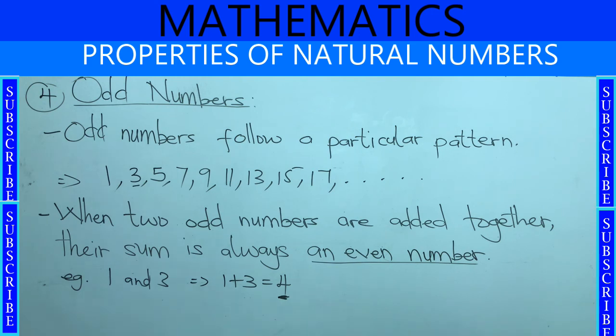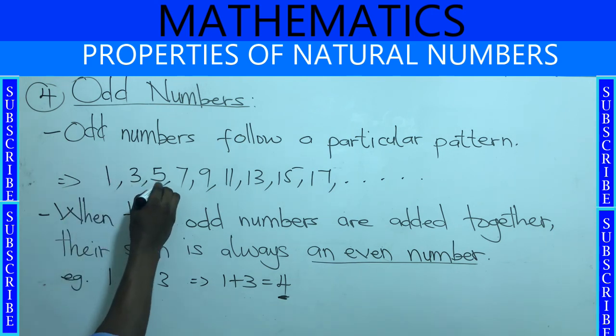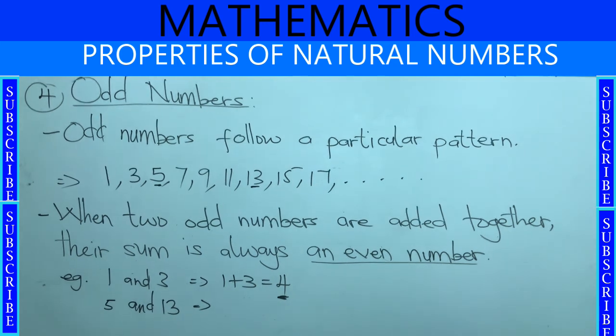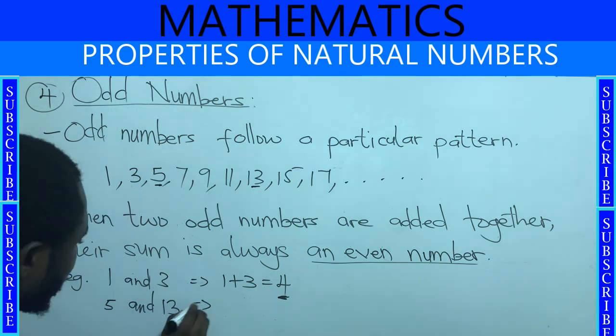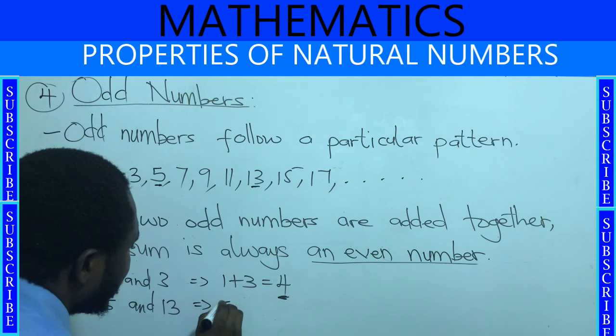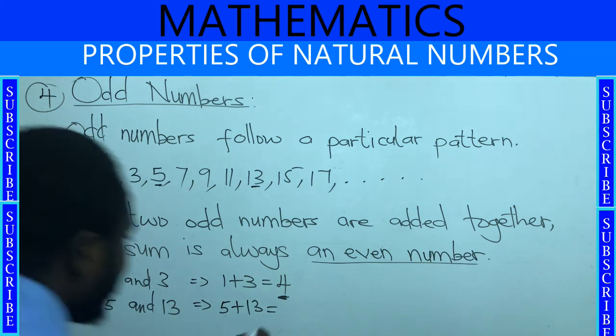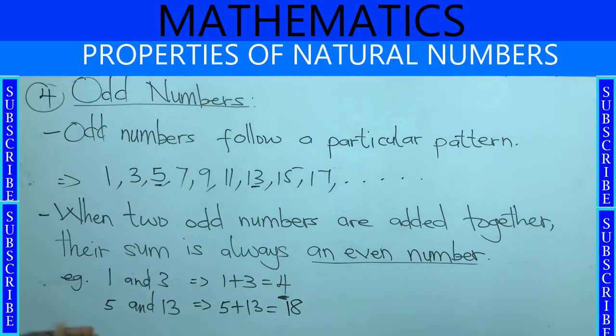Let's take other two odd numbers. For instance, 5 and 13. So let's sum them up. What will be the sum of 5 and 13? The sum of 5 and 13 can be obtained by adding 5 to 13, which will give us 18. And 18 is an even number.